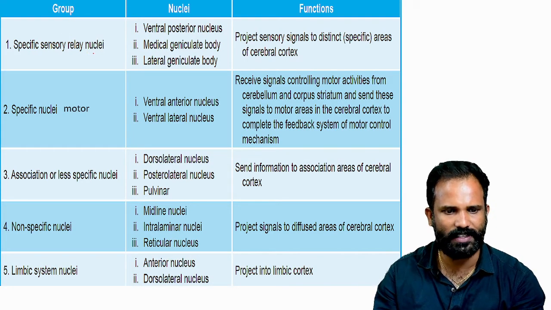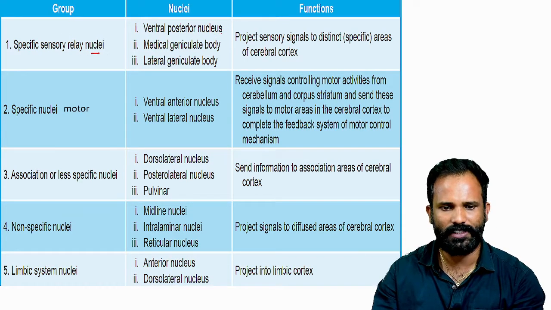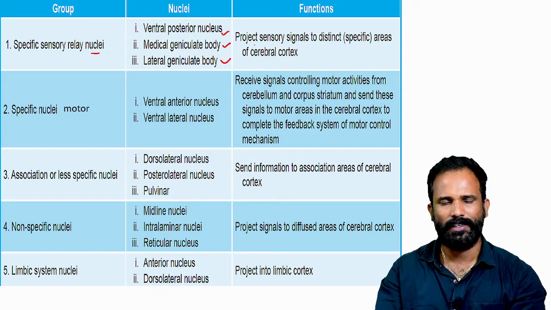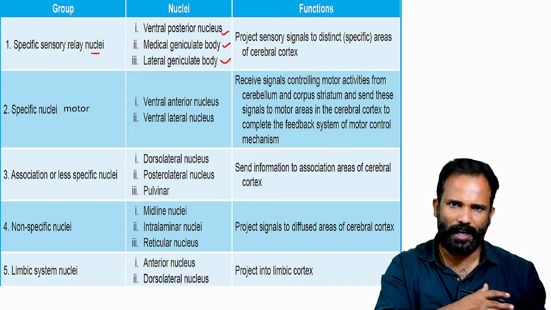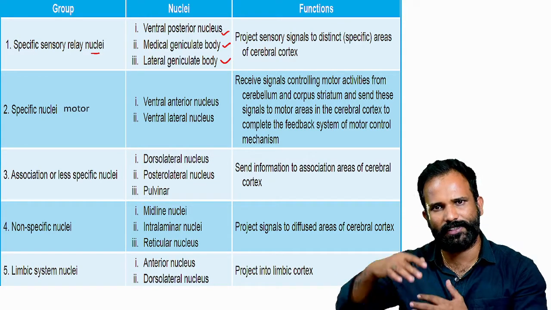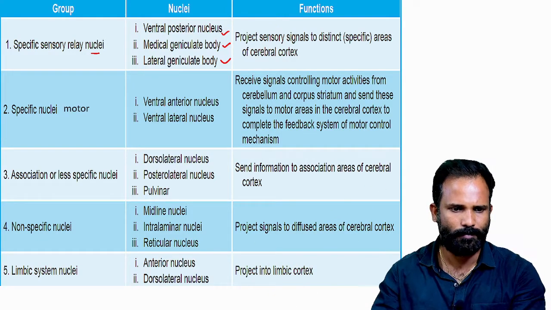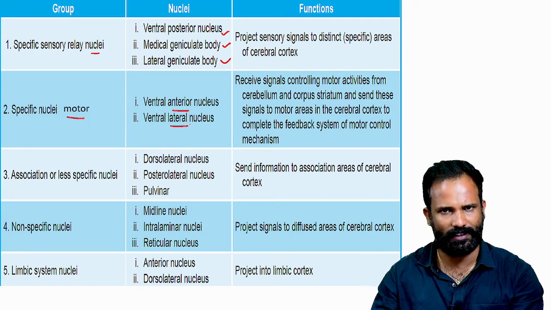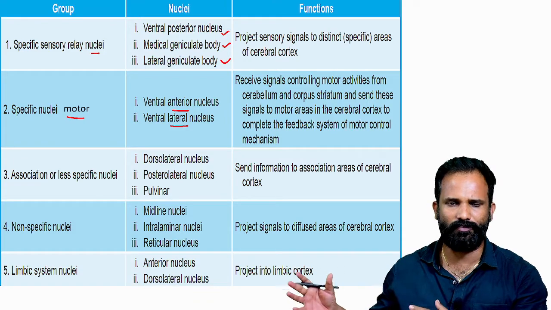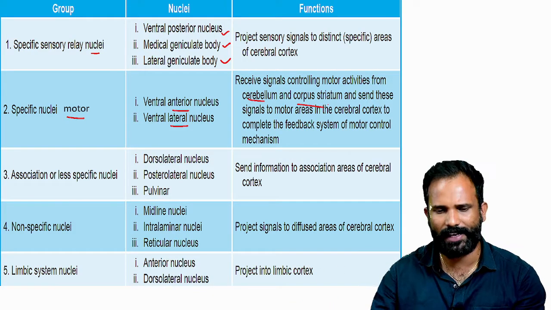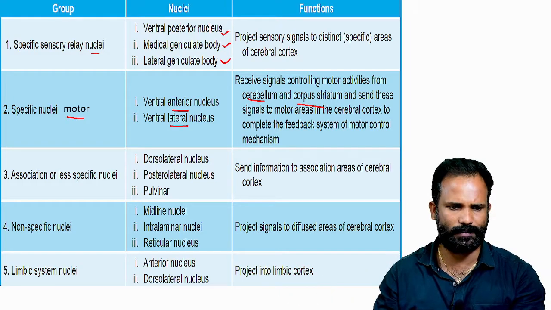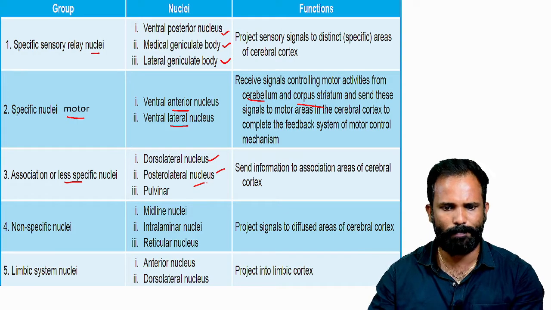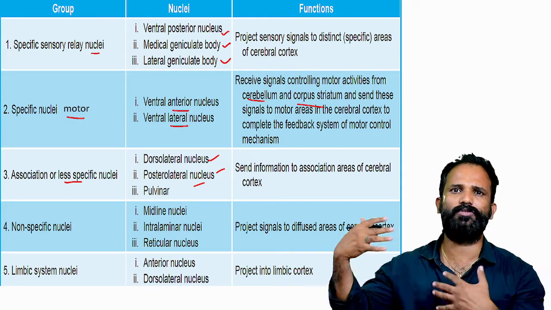Specific sensory relay nuclei are the ventral posterior, medial geniculate body and lateral geniculate body. These collect information from the ascending tracts as well as optic and visual tracts and send it to the respective cortices. Specific motor nuclei are the ventral anterior and ventral lateral. These collect information from the cerebellum and basal ganglia and send it to the cortex. And less specific nuclei, which are dorsolateral, posterolateral and pulvinar, send information to the association areas.